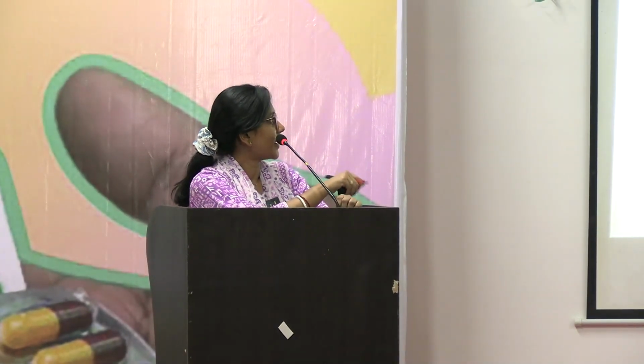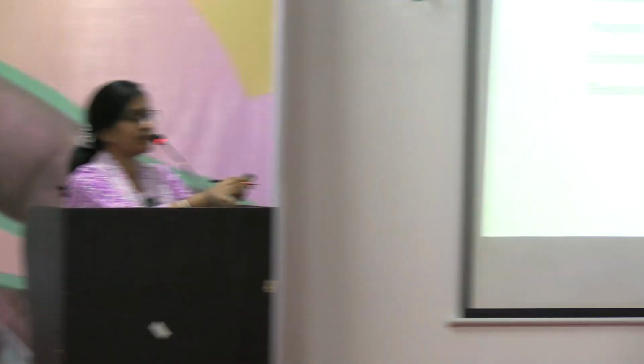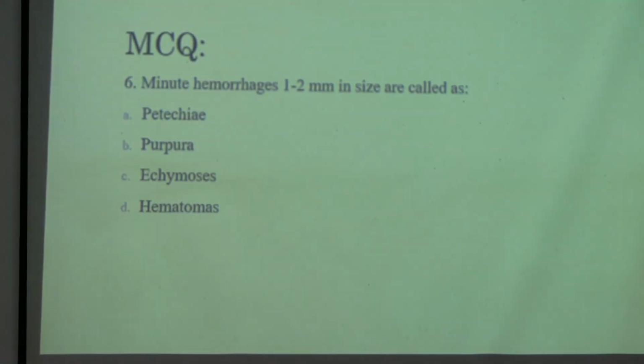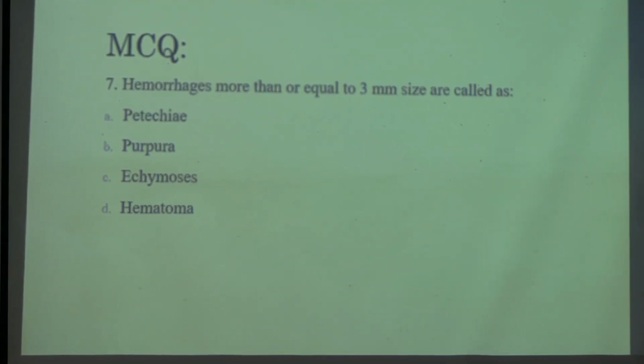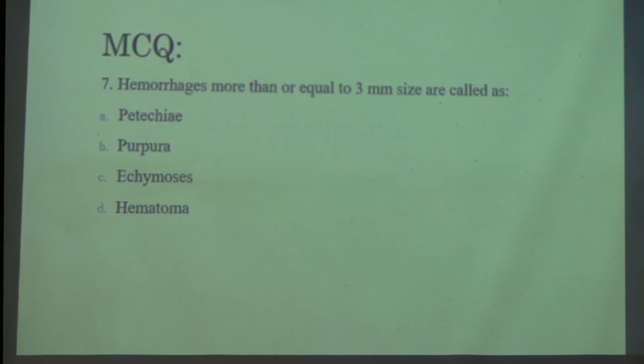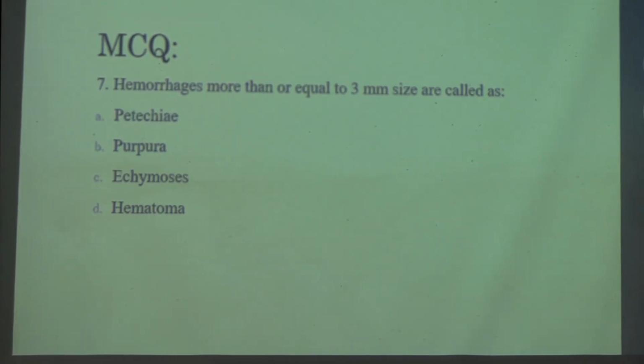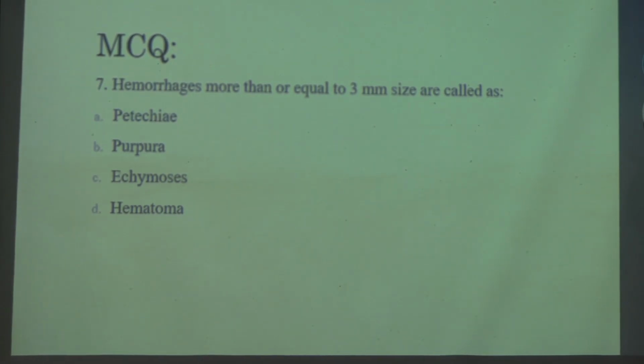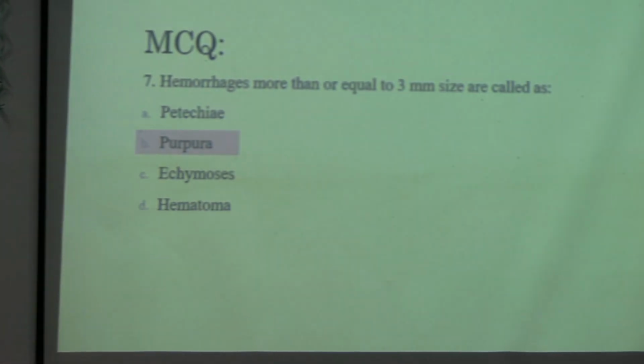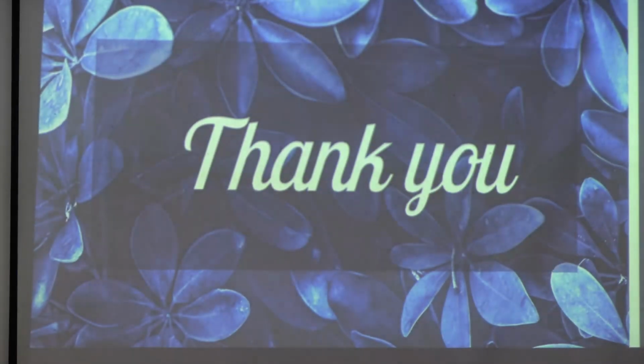Okay. Next is minute hemorrhages, 1 to 2 mm. Yeah, it is petechiae. More than or equal to 3 mm? Purpura. Okay. Any questions?